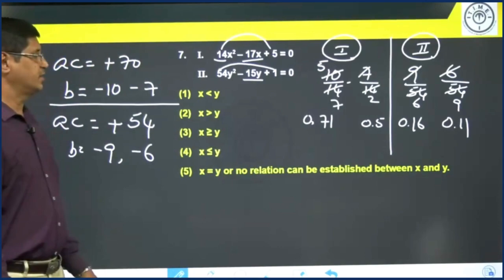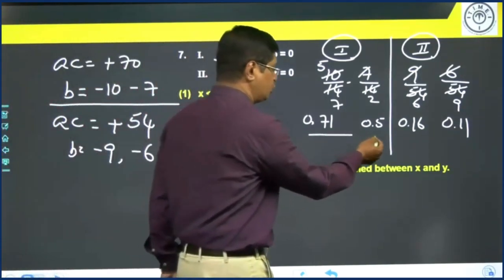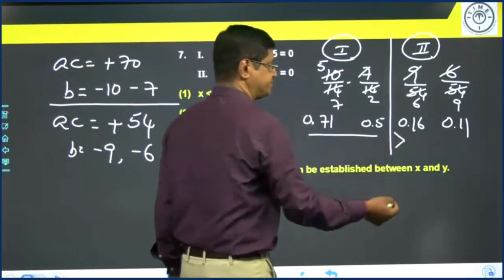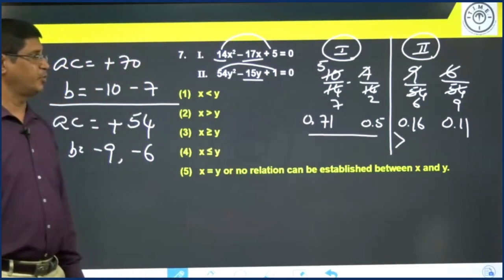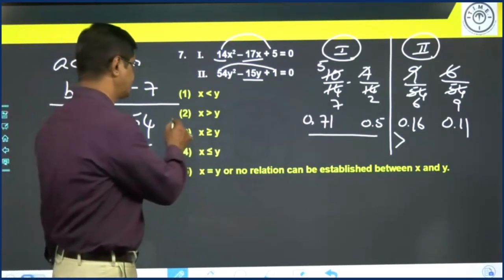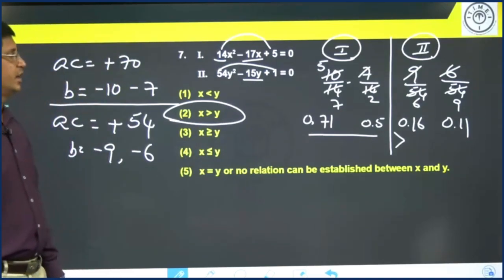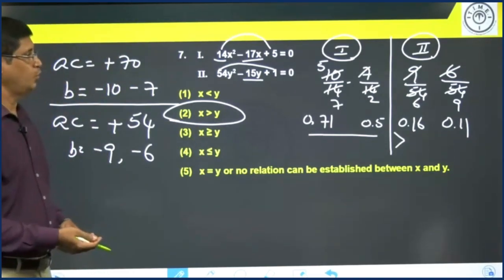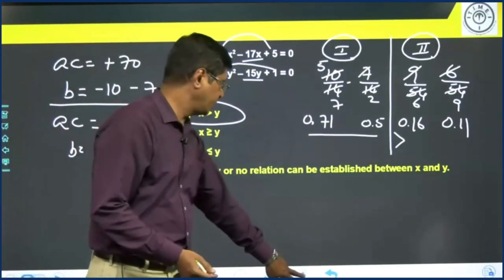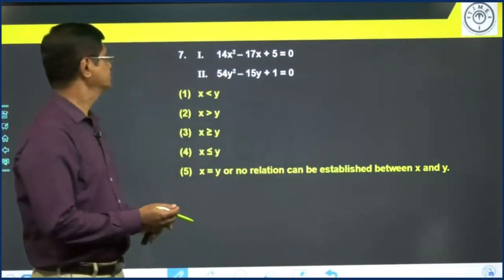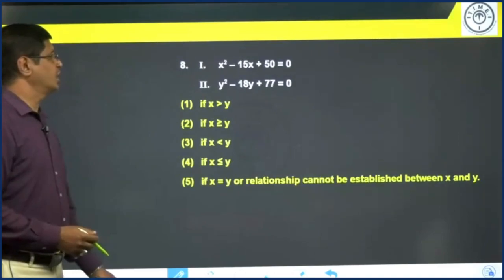Now what is the comparison? These two values are greater than 0.16 and 0.11. So what is the discussion? The discussion is x is greater than y. Right choice, option number 2. The second choice is the right choice. Now look at the next question on your screen.